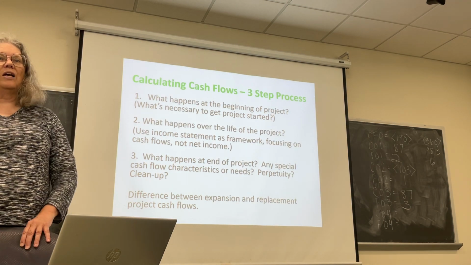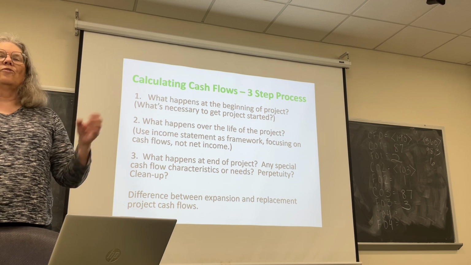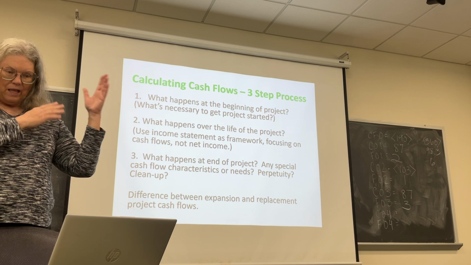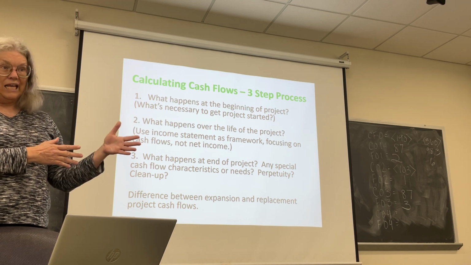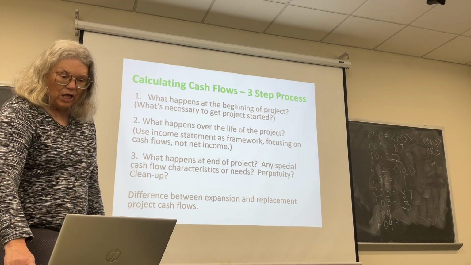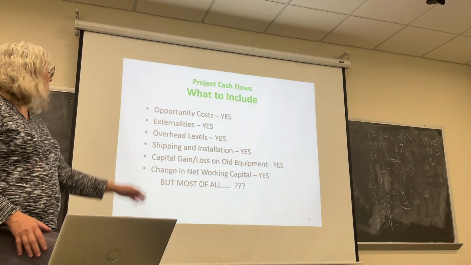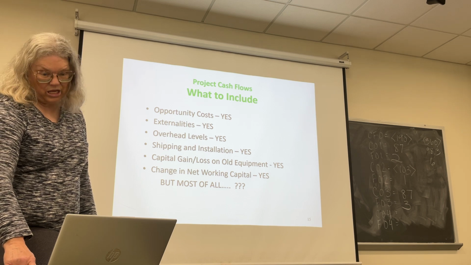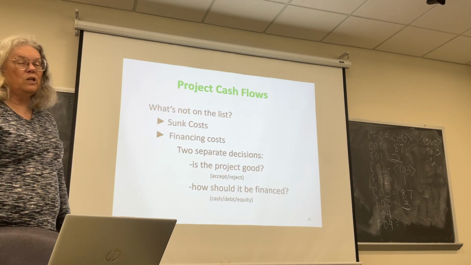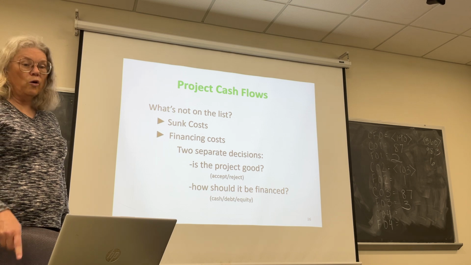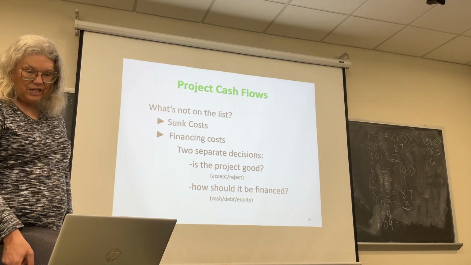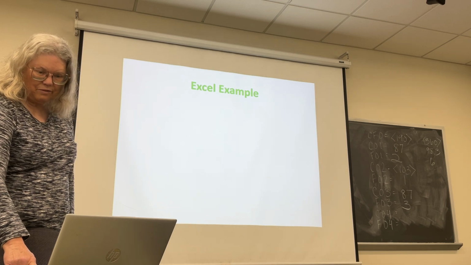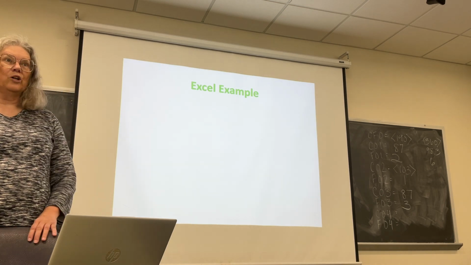Oh, 3-step process. Remember, we're going to find the cash flows by what happens at the beginning of the project, what happens over time, and what happens at the end of the project. Okay? And then what to include. We worked through that list. Most of all was to think. We do not include sunk costs or financing costs. And then we talked about makers. Okay, that's about it. Any questions on any of that or comments?